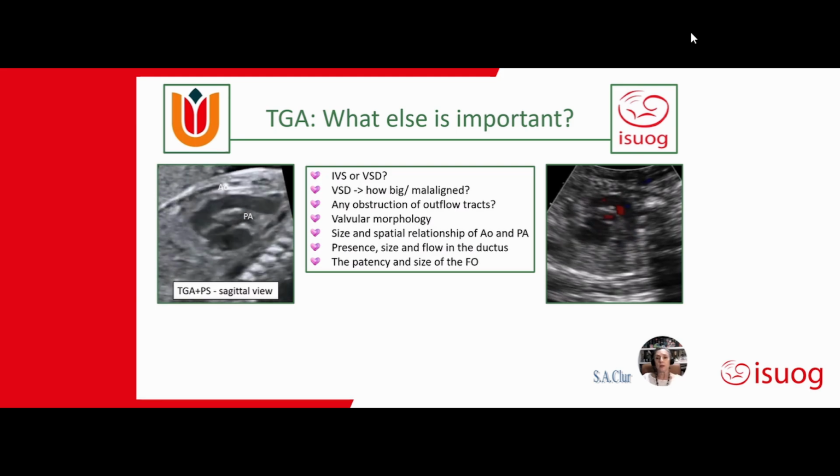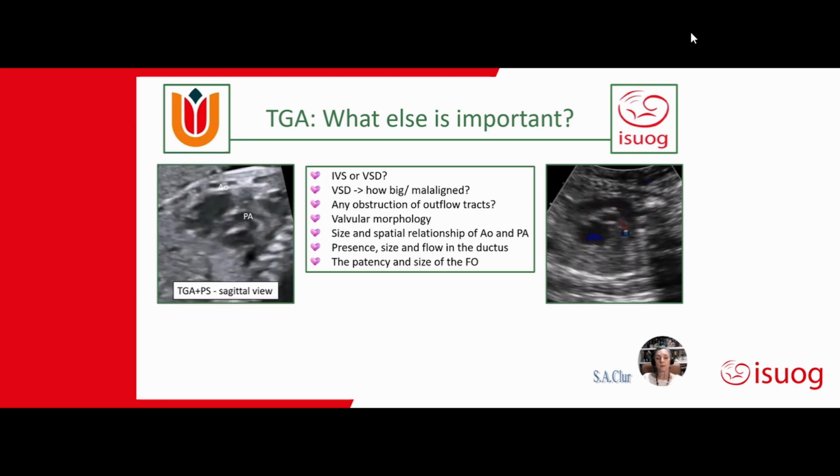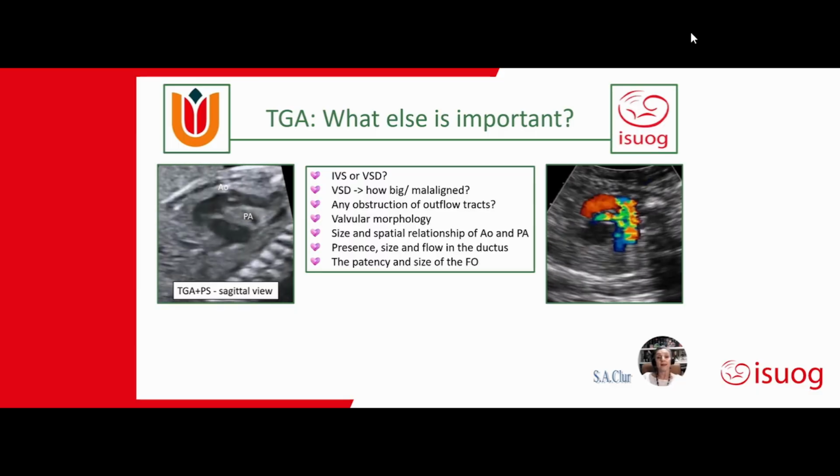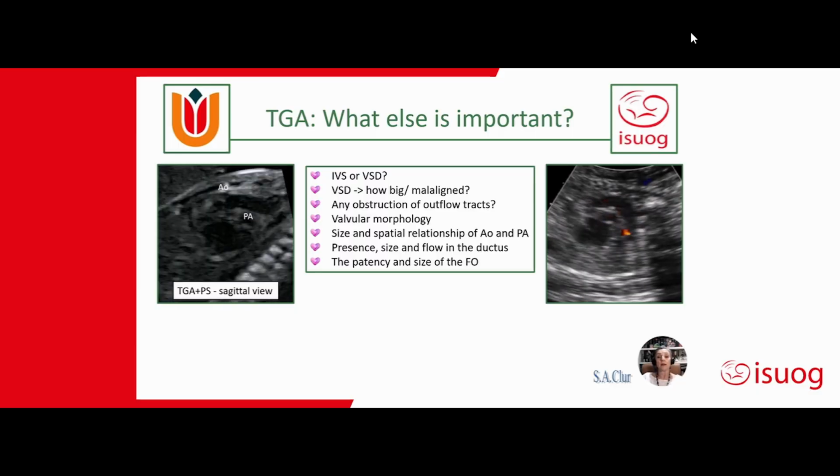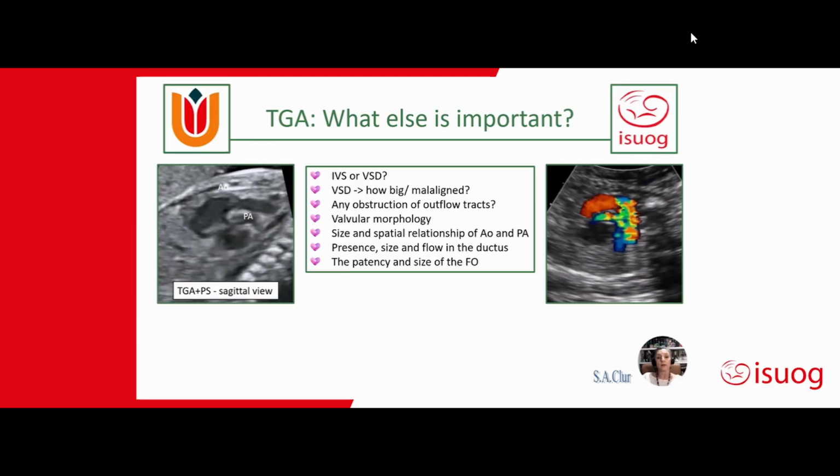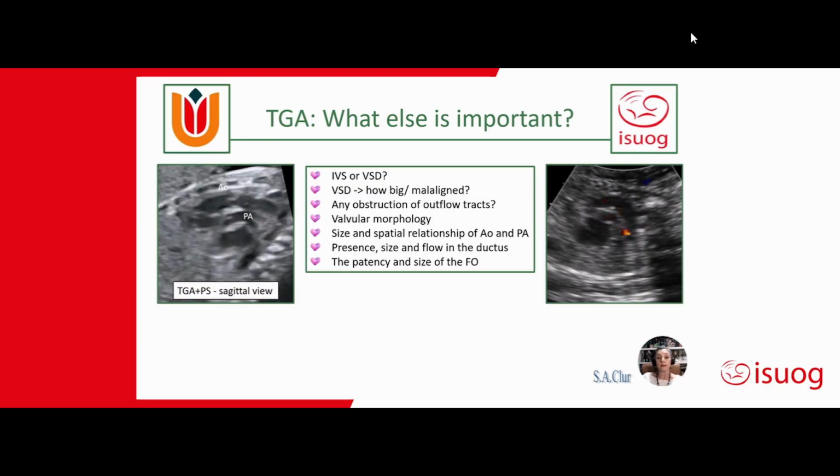We see turbulence across a small pulmonary artery. We also need to know the valvular morphology, the size and spatial relationship of the aorta and the pulmonary artery, the presence, size and flow in the arterial duct, and the patency and size of the foramen ovale.